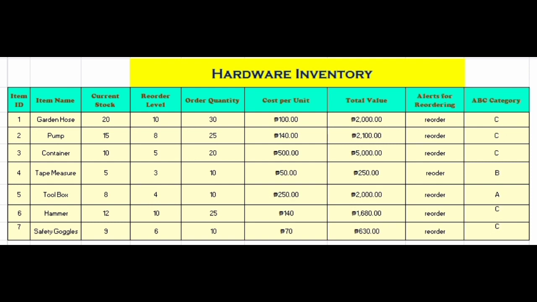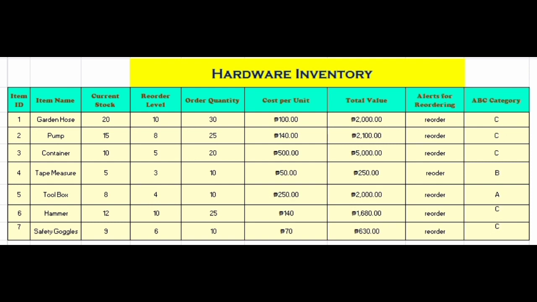Next is the order quantity. It is the number of units that should be ordered when a reorder is triggered. It ensures that you order enough to bring the stock back to a safe level. And the cost per unit. It is the monetary value associated with each unit of the item. It is the expense incurred to purchase or produce each item. So this is the price indicated for each item.